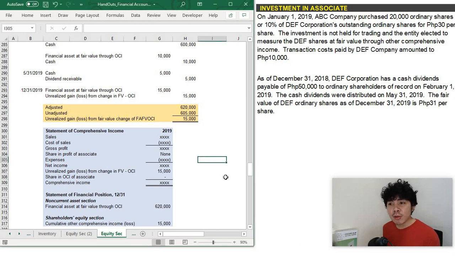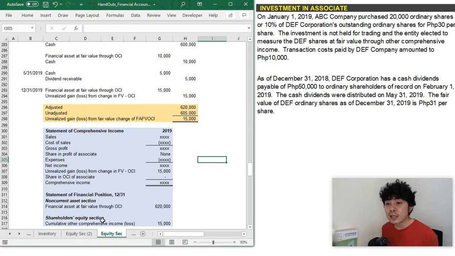So, sa statement of comprehensive income, ang tangi nating makikita is yung unrealized gain in OCI na 15,000 pesos. At ito yung nirecord natin on December 31, 2019. So, yan lang ating ilalagay dyan. Tapos, sa ating statement of financial position, ang ating financial asset at fair value through other comprehensive income is 620,000 pesos based on its market value at year-end. At syempre, dun siya sa non-current asset section.